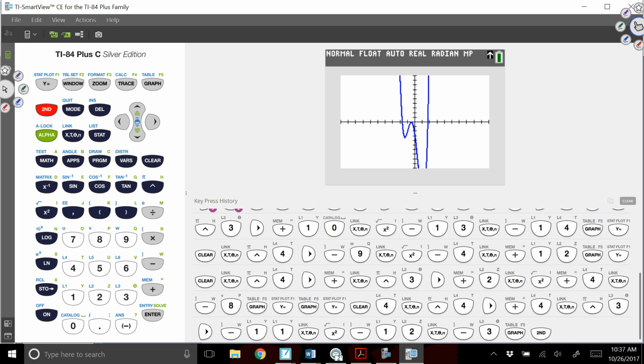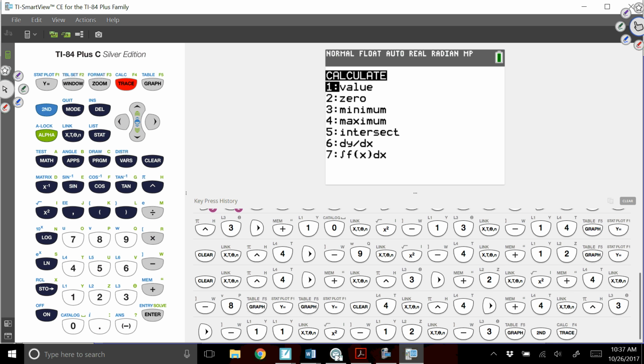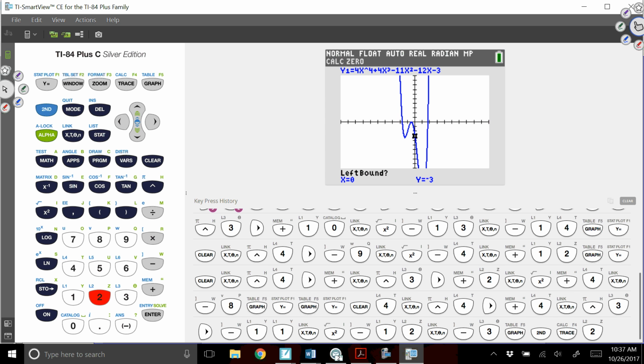So remember, it's second trace. That pulls up your calculate. Which one do I want? The 0. So that's option 2. Now, if we're trying to find this first one, left bound, is it above or below? Above. Because if I read from left to right, I would start here and start to draw. So from the left side of it is above. So hit the left arrow. Sometimes it jumps faster than other times. Don't hold it down because then it'll shoot off your screen really far.